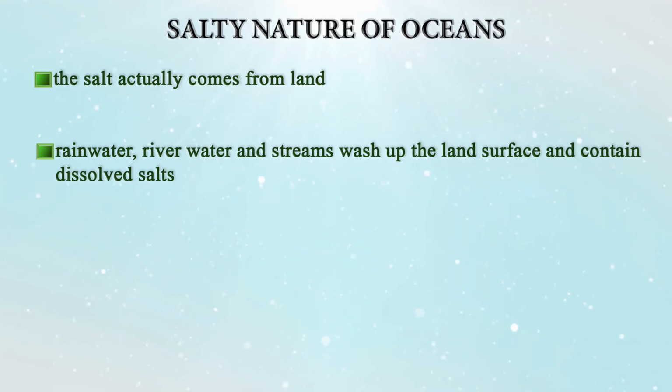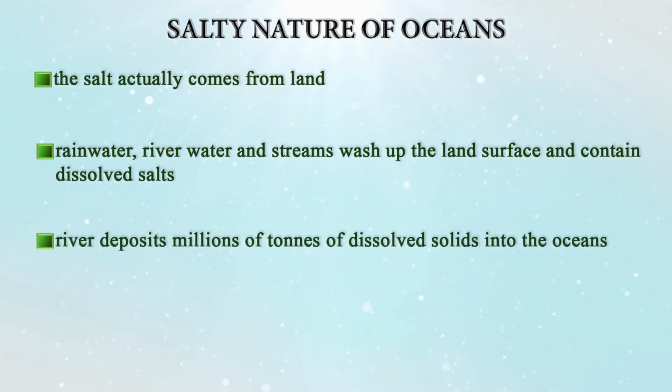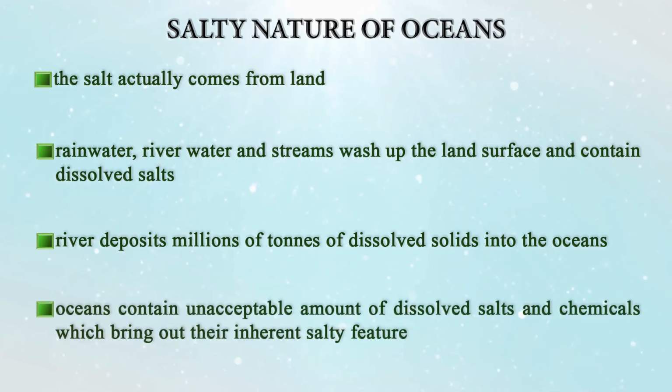So every year rivers deposit millions of tons of dissolved solids into the oceans. So oceans contain an enormous amount of dissolved salts and chemicals which bring their inherent salty feature and is different from the fresh waters like rainwater, river water and stream water. So we can imagine that primeval seas must have been slightly salty since rivers are depositing salts every year. So every year salinity is increasing.